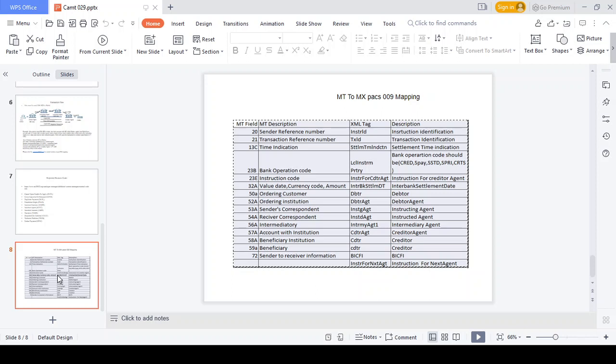Already 20 sender reference number, in XML MX we call instructed, 21 transaction reference number, TXID, 13C is a time indication, settlement time indication, 23B is a bank operation code, same like that. 23E is an instruction code, instruction for creditor agent. 32A is a value date currency code, interbank settlement amount. 50A ordering customer debtor, 52A ordering institution debtor agent, 53A sender correspondent instructing agent, 54A receiver correspondent instructed agent, 56A intermediary agent, 57A account with institution creditor agent, 58A beneficiary institution creditor, 59A beneficiary, 72 sender to receiver information, BIC, and all these charge details are available.